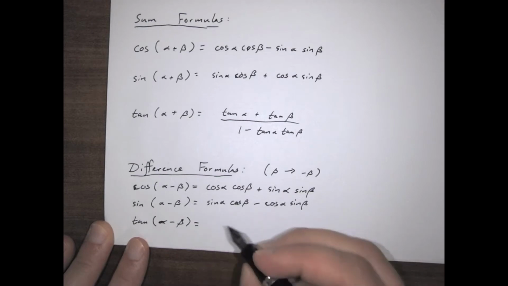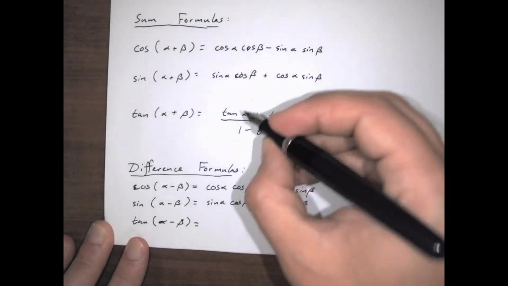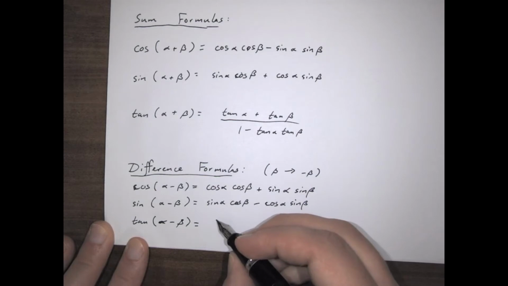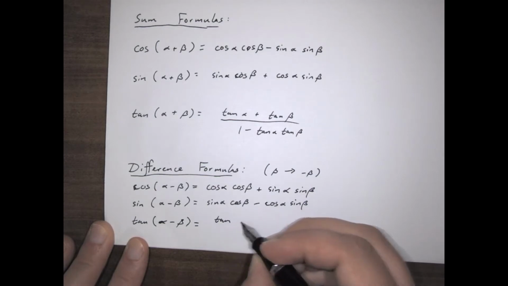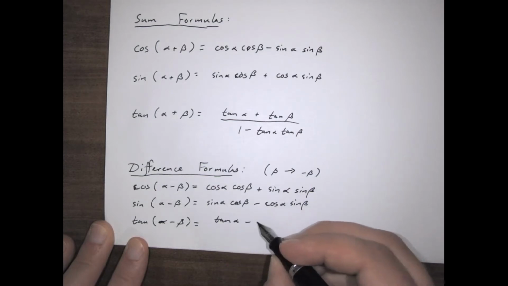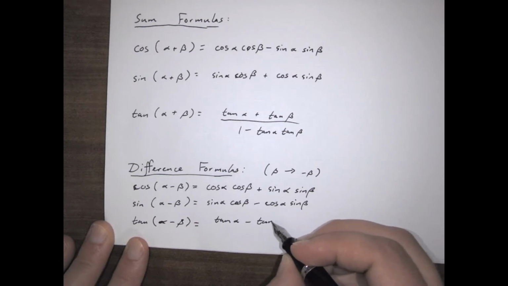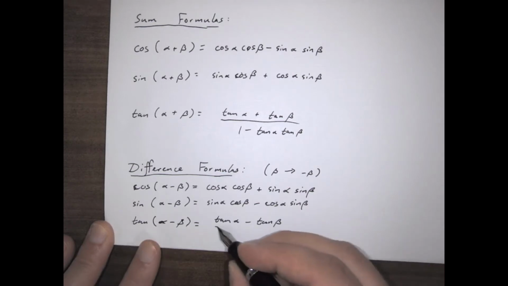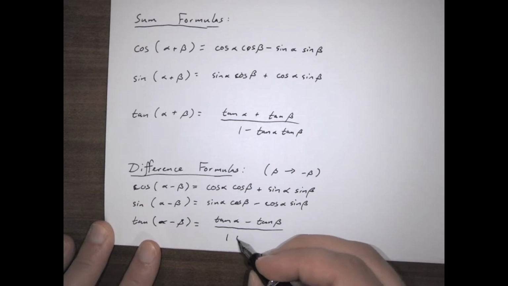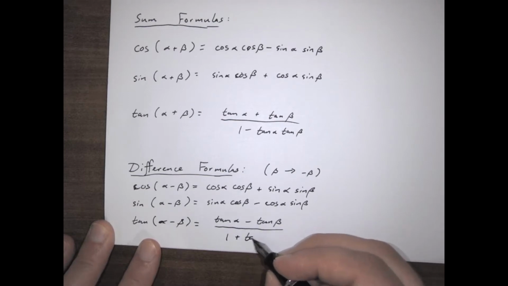And remember, tangent is odd. So all the ones that involve the beta will become the opposite. So it's going to be tan alpha minus now tangent of beta. And on the bottom, it's going to be 1 plus tangent alpha tangent beta.